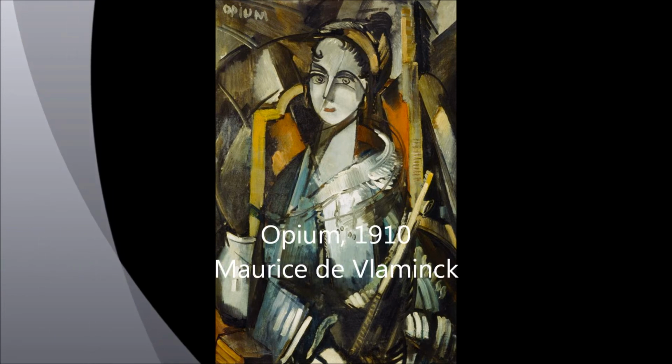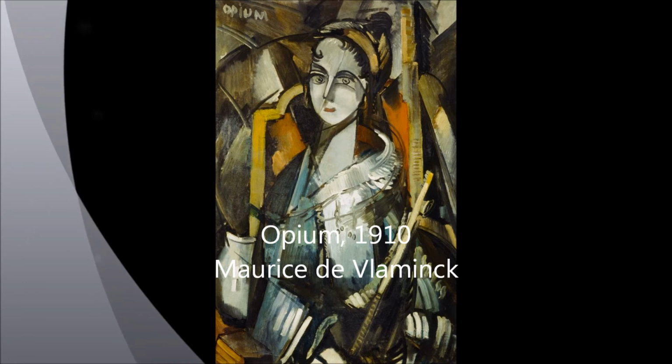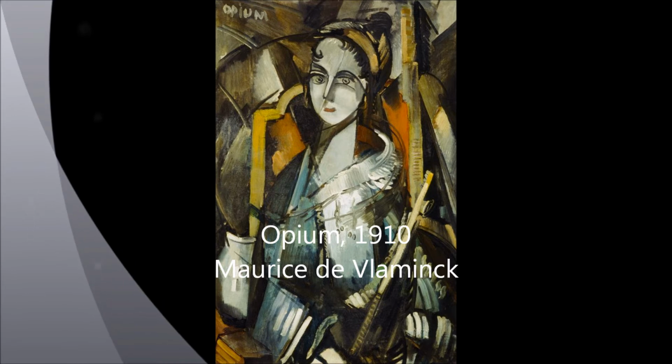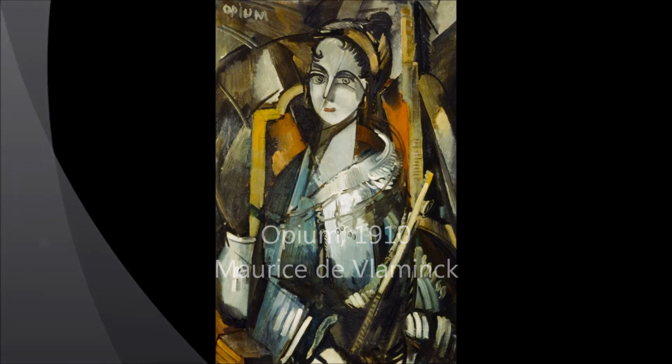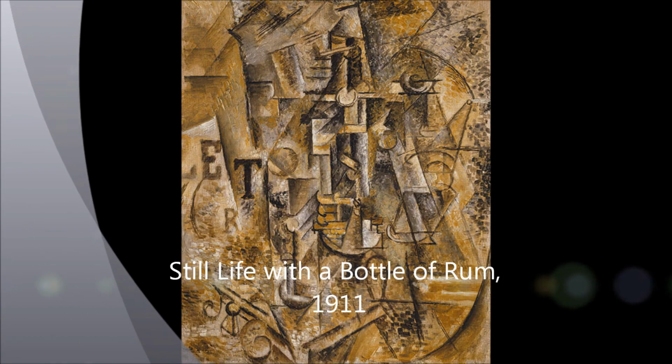Opium, 1910, Maurice de Vlaminck, oil on canvas. Maurice de Vlaminck was a self-taught painter who was considered part of the short movement of Fauvism, but his experience in Cubism brought one of his finest works of Cubism. Still Life with a Bottle of Rum, 1911, Pablo Picasso, oil on canvas. Painted during the high analytical phase of Cubism, one of the first Cubist paintings by Pablo Picasso to include lettering.